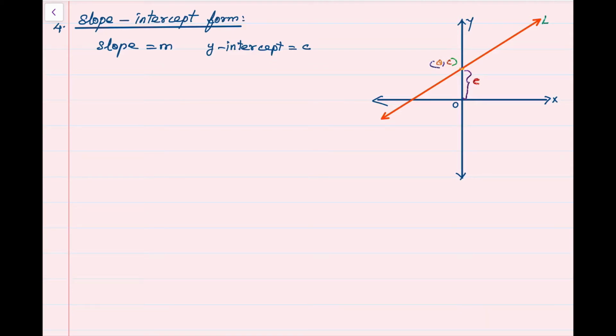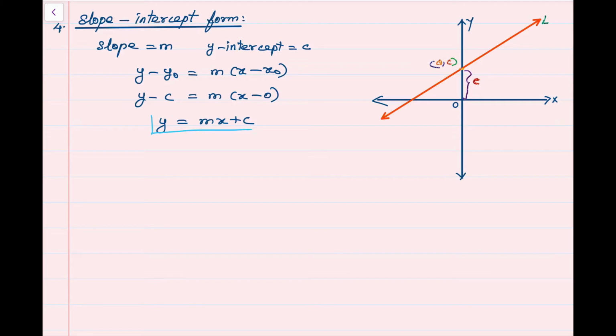We know one point on the line and we know the slope. So let us use point slope form. The point slope form is y minus y0 is equal to m into x minus x0. And here the point is 0, c. y minus c is m times x minus 0. Therefore, y is equal to mx plus c. This is the slope-intercept form of a straight line.